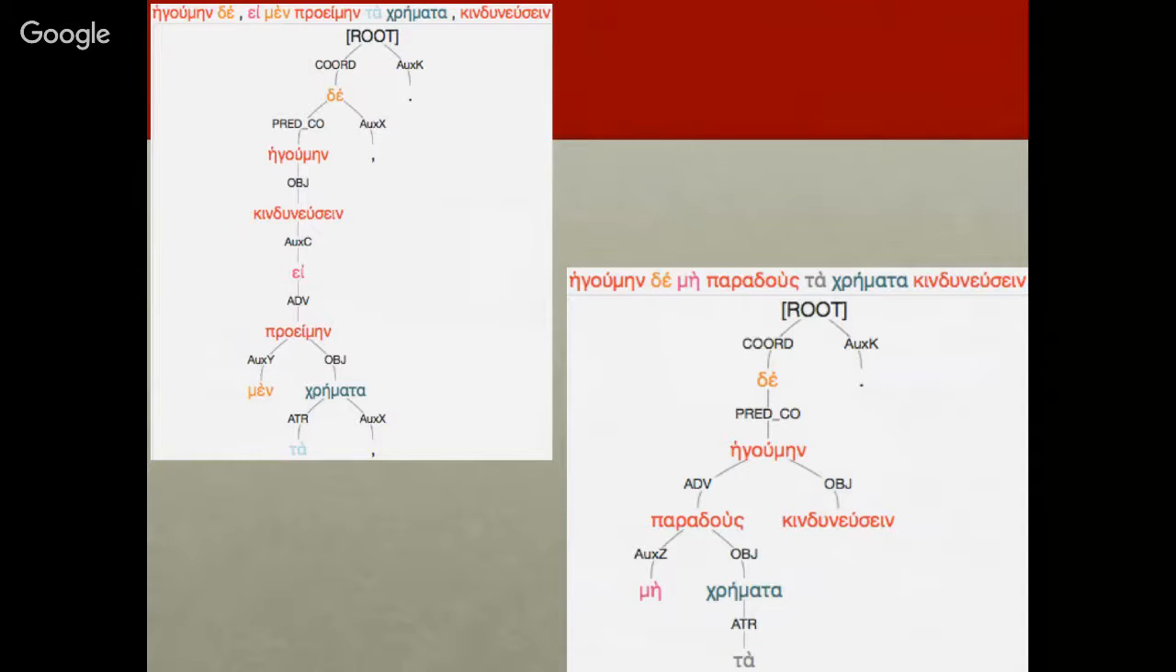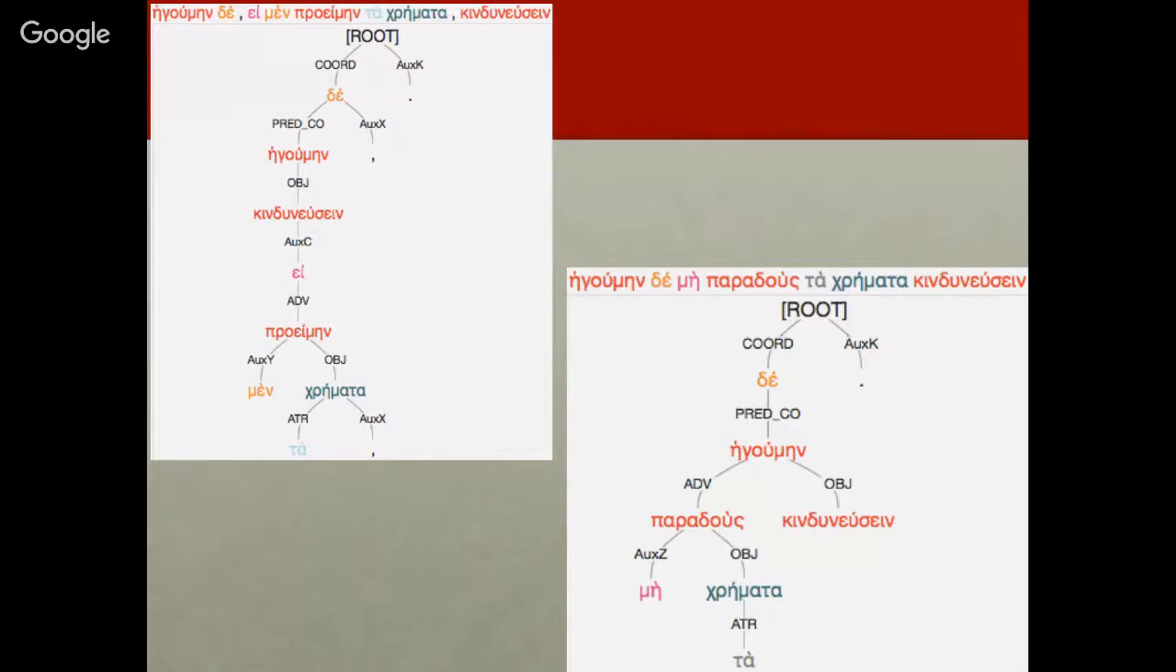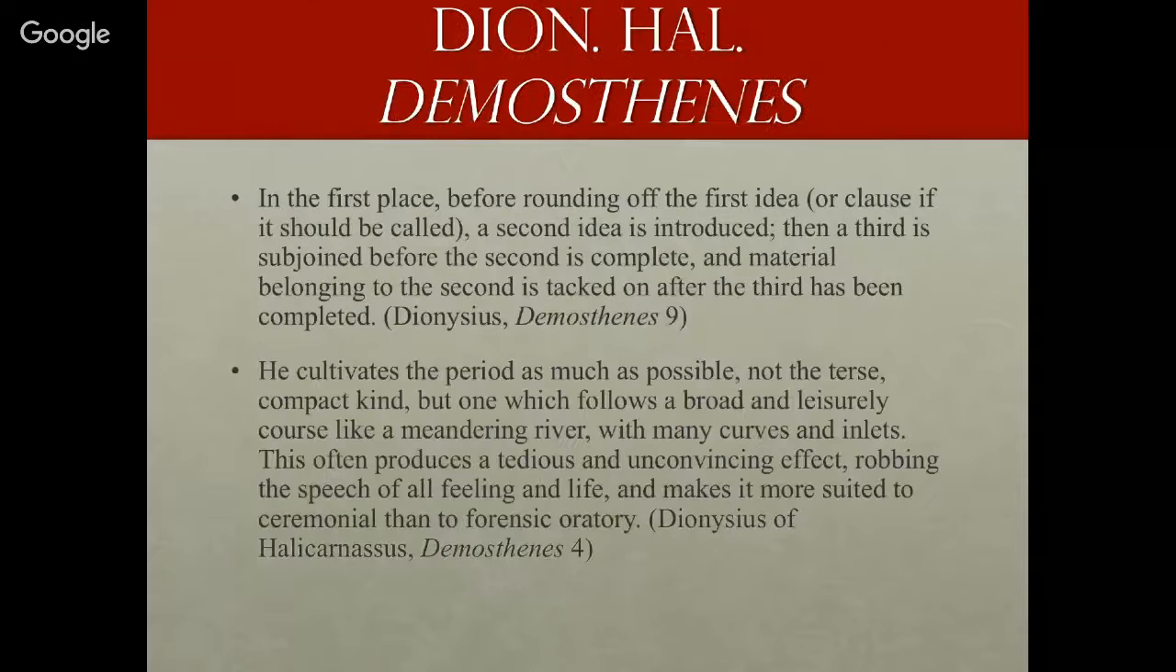And he actually says that when Isocrates says, "I thought that if I should lose control of all my money, I should run the risk," it would have been simpler and more natural to say, "I thought that in handing over the money, I should run the risk." So basically, the only change is that Isocrates' sentence is longer since he has a whole secondary clause in the middle, while the rewrite by Dionysius includes only one participle. Now, if you count that, and I'm going to show you the metrics that I applied on this, you actually get different numbers as to the height of the sentence. And I'll show you in a bit what I mean.